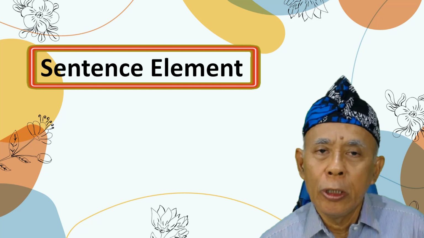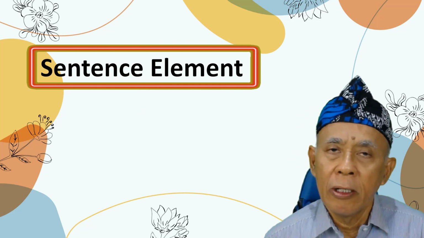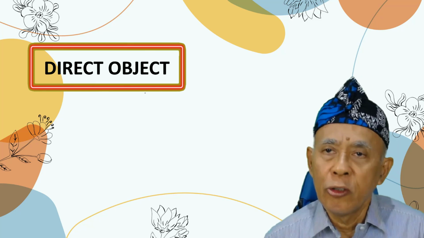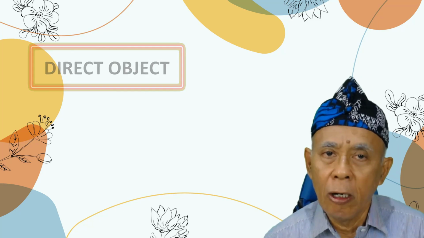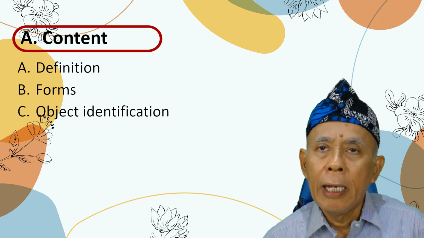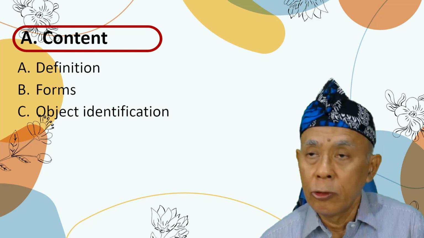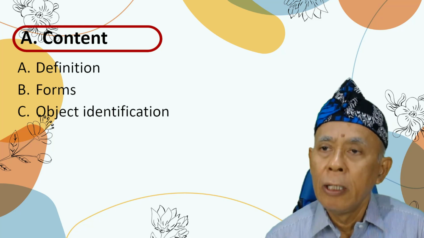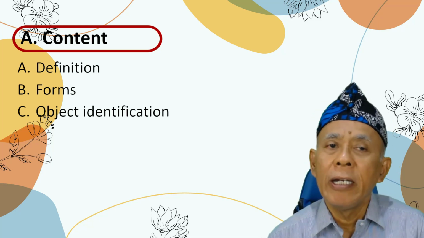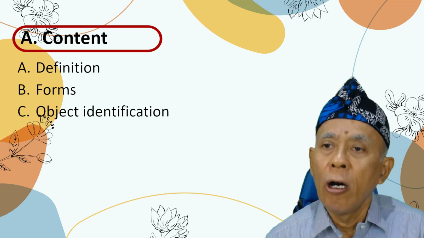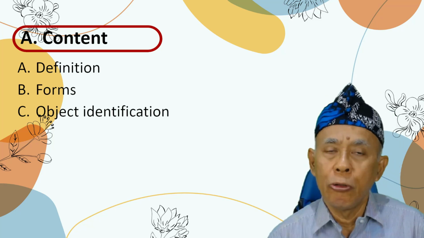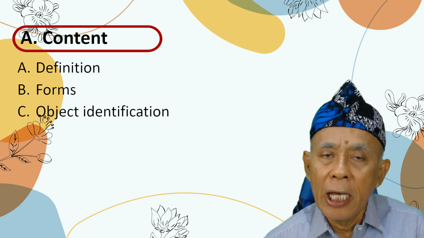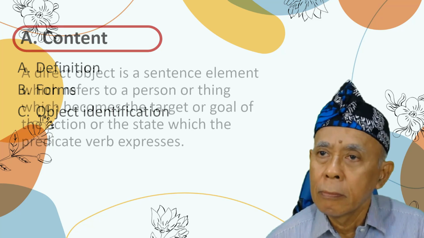In this video, we're still going to talk about sentence elements. To be more specific, the topic today is direct object. Now, let's see what we are going to talk about. We are going to talk about the definition of a direct object, the forms, and then finally, the object identification, or how to identify an object. Now, let's start with the definition.